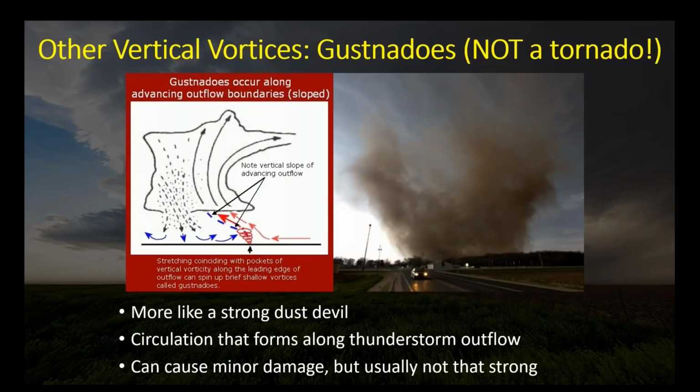A gustnado is a short-lived, shallow, generally weak, vertically oriented vortex found along a gust front, or in other words, along the outflow from a thunderstorm. Since they're usually detached from the cumulonimbus cloud, they're not considered tornadoes. Gustnadoes are usually visualized by a rotating dust or debris cloud. Remember, anytime you have horizontal winds changing speed, it's not too tough to get some degree of vertical rotation. While they're not considered tornadoes, they still indicate the potential for damaging wind gusts.